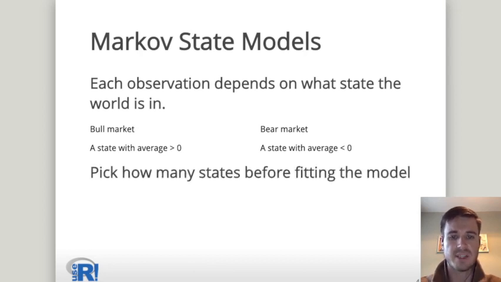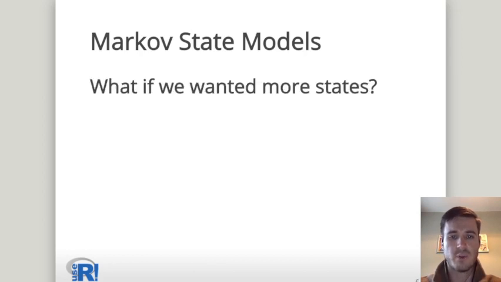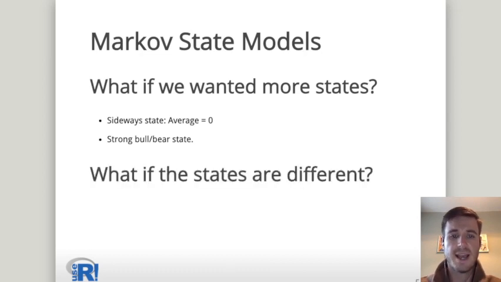You'd need to pick how many states there are before fitting the model. So in that case, if you want to add more states, this can be a bit of a problem. For example, you might want to include things such as a sideways state where the average is equal to zero, or maybe a strong bull or a strong bear state where the average values are a lot larger. And also, what if the states are different? In a Markov state model, you're assuming that each state is the same, but actually each bull market might have a different average over time.